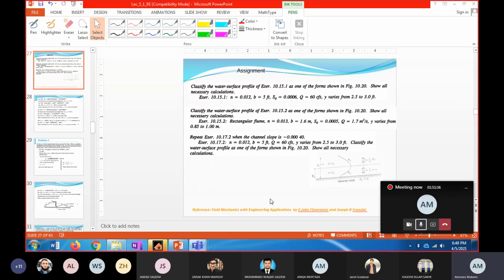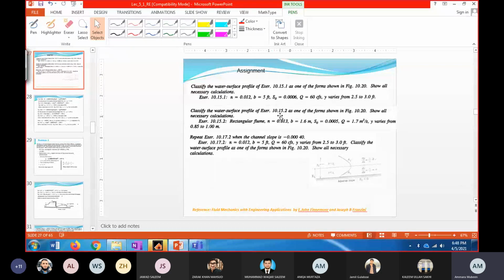Okay, students, please let me know if you have solved question number 1 in this slide. Classify the water surface profile, and the data is given. They have also provided the values of y, and they say that the value of y varies from 2.5 to 3 feet. So you are given Manning's roughness coefficient. To get the uniform flow depth value, you'll be using Manning's formula, and you know about Manning's formula already.